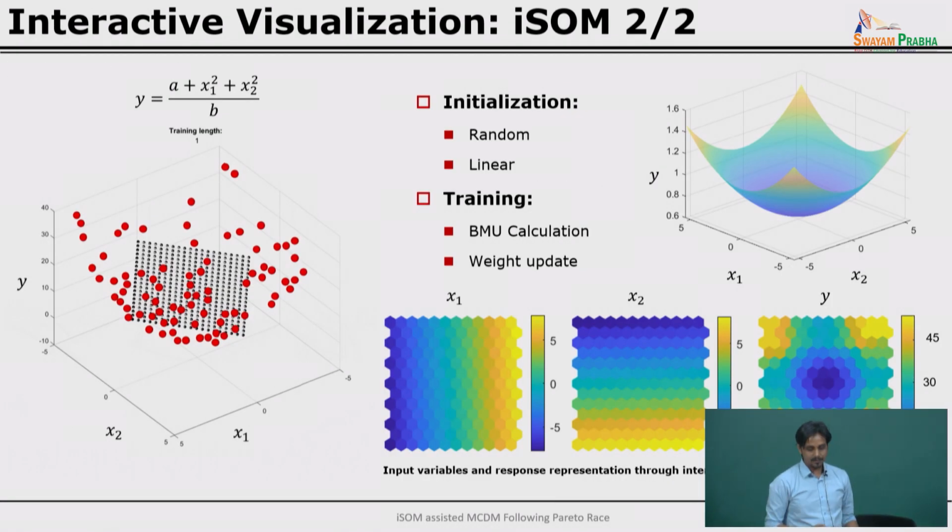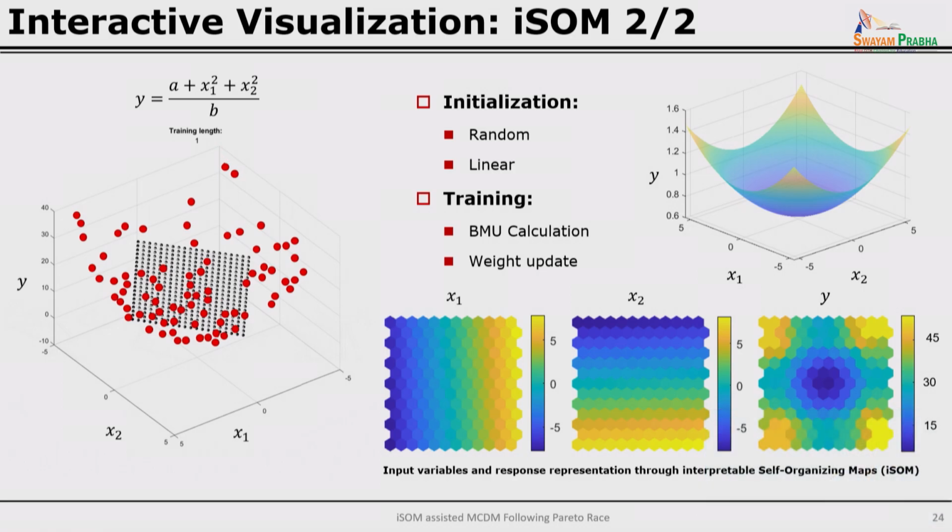So, just a recap about the self-organizing map. It is a type of artificial neural network. Just consider the example of this bowl-shaped function, and this red color data, which comes from the equation y equals a function of x1 and x2. The black color nodes that you are seeing here are the initial, untrained neurons of the self-organizing map. What the self-organizing map will do is try to capture the trend and the topology of the function.